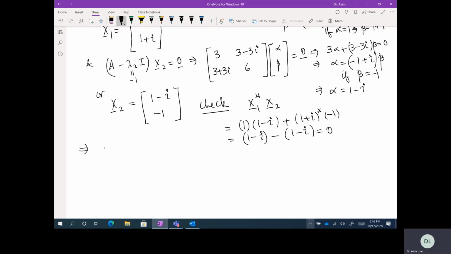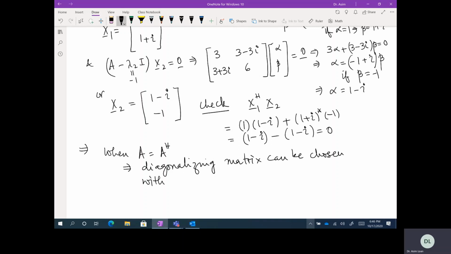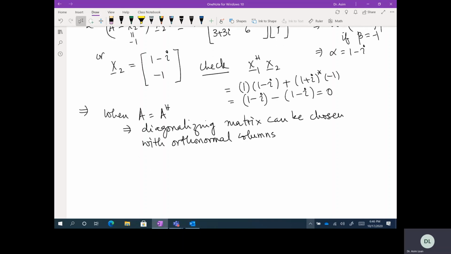So this implies when A equals A Hermitian, the diagonalizing matrix can be chosen with orthonormal columns. Again, this holds even for symmetric matrices. This holds even if the eigenvalue is repeating. It holds for a real symmetric matrix too.